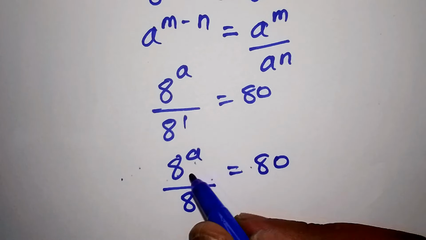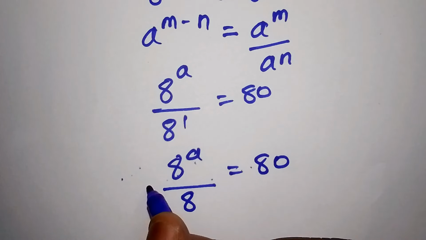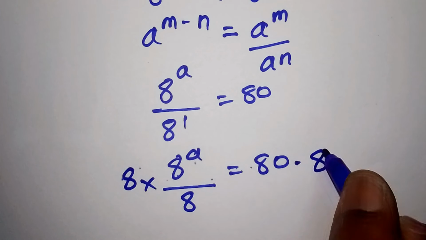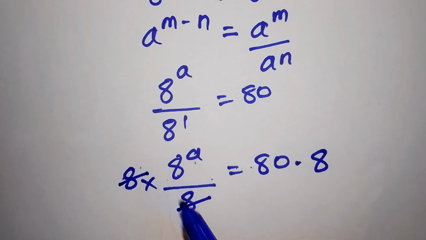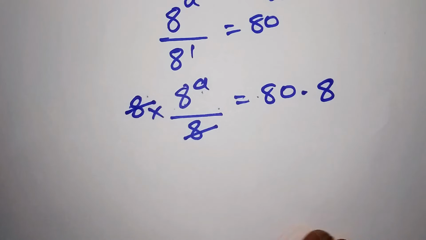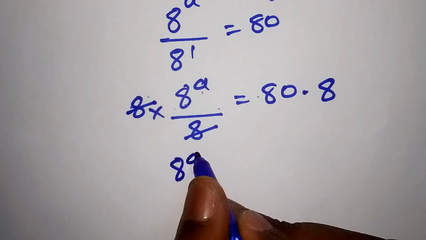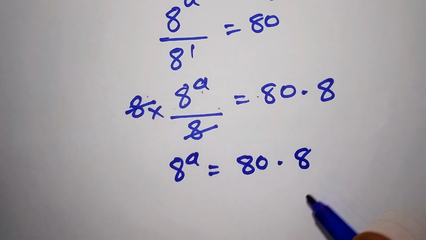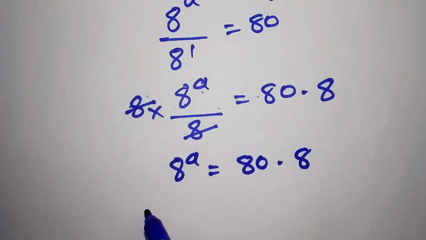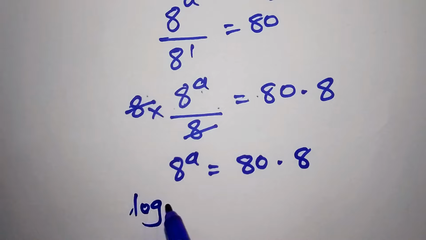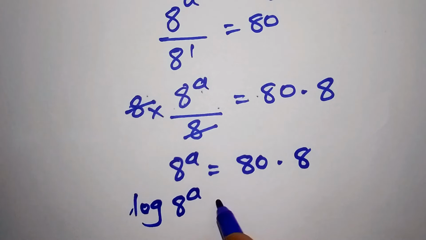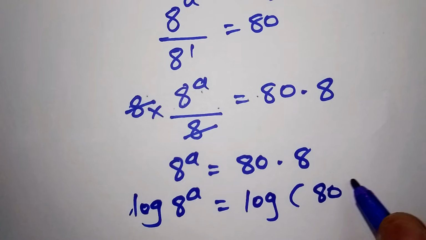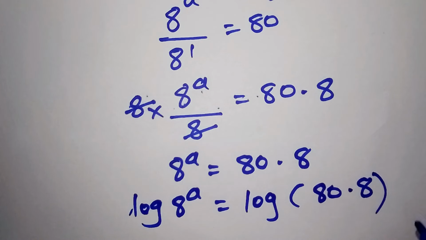We want to remain with 8 to the power of a, so we shall be forced to multiply both sides by 8. Then 8 by 8 now shall cancel. So now we shall have 8 to the power of a is equals to 80 multiplied by 8. From here now we shall introduce the log on both sides. So now we shall have the log of 8 to the power of a is equals to the log into bracket 80 multiplied by 8.